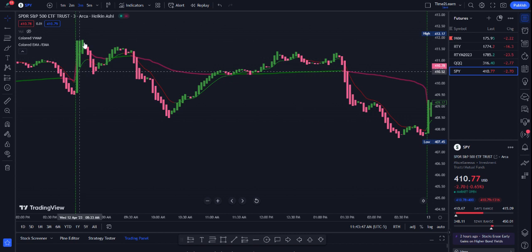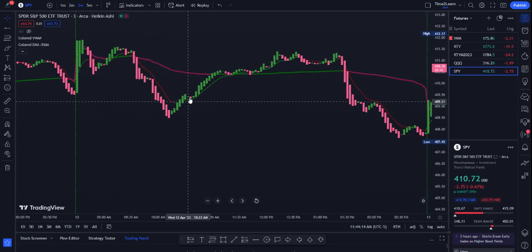So right here, we have consolidation. How do we define consolidation? So the EMA and the VWAP are not going the same direction. So right here you have the VWAP going down and you have the EMA going down.